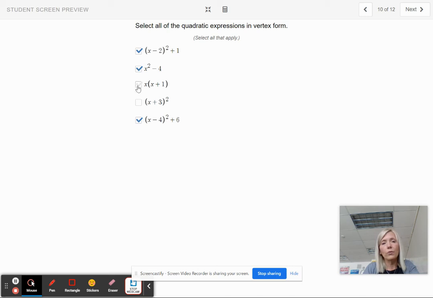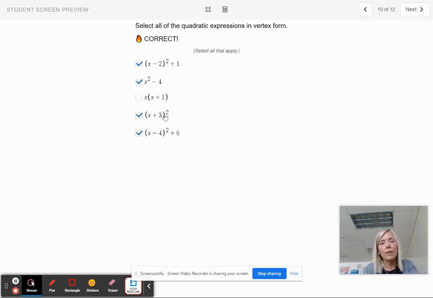The next one's in factored form. And then the next one down is actually in factored form, but it's also in vertex form because it has, like, plus 0 at the end. So the vertex is going to be -3, 0. So 2 of those were obvious and 2 of them were tricky.